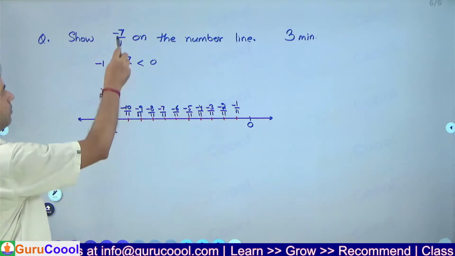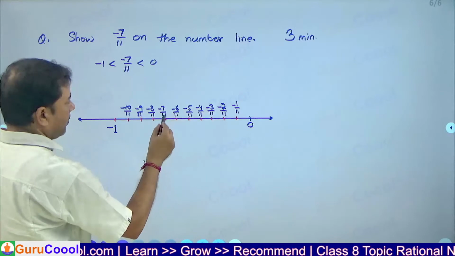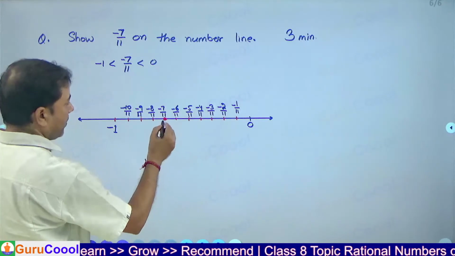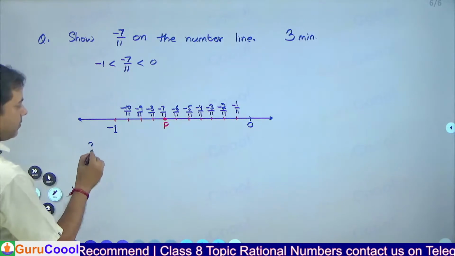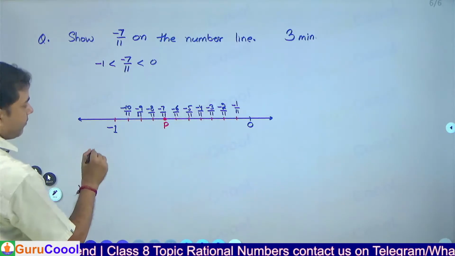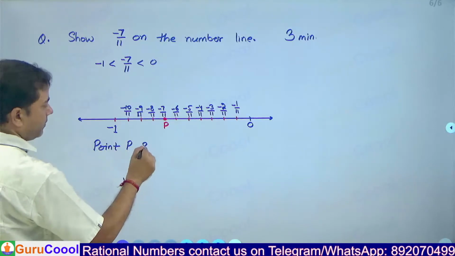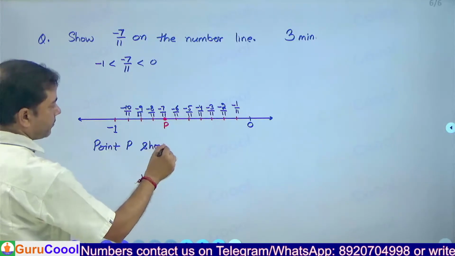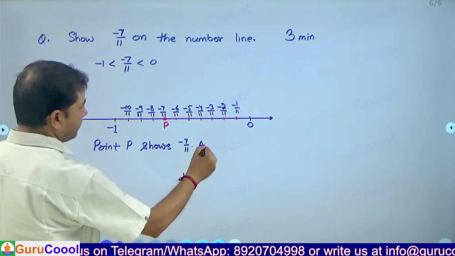We need to show -7 by 11. Here it is. Highlight that, name it using a capital letter like P. Write the statement. Point P shows -7 by 11 and that's the answer.